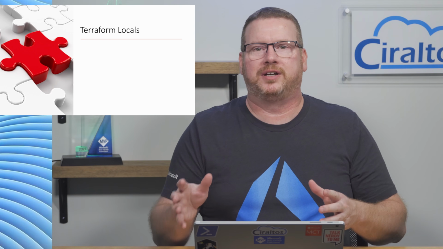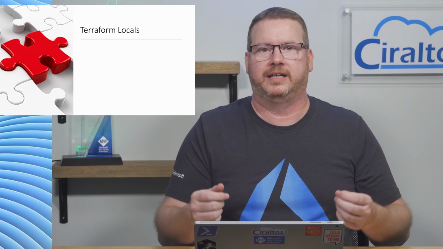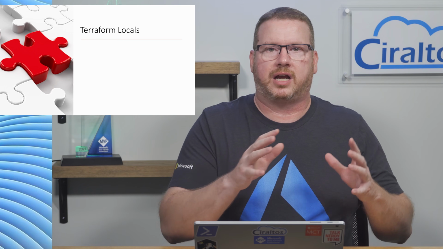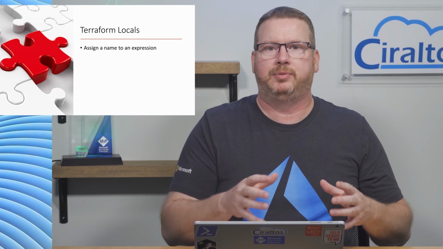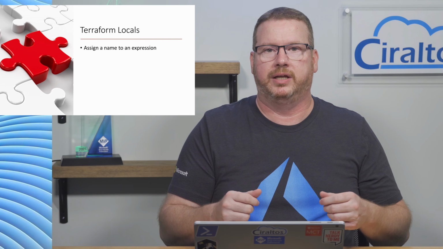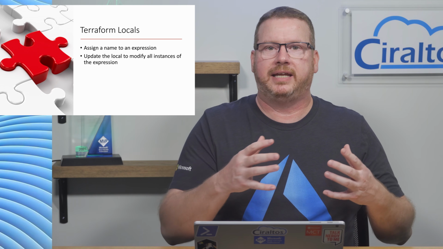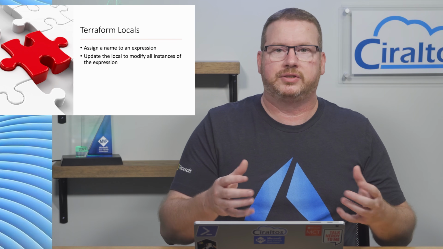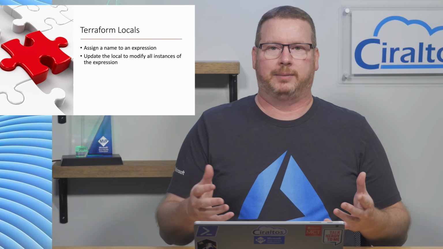Let's review one more type of variable before we finish. A local value, or locals. Locals are used to assign a name to an expression so it can be used multiple times in the code. Just like variables, updating a local will update any instance in the code where the local is used. So why do we have two options?